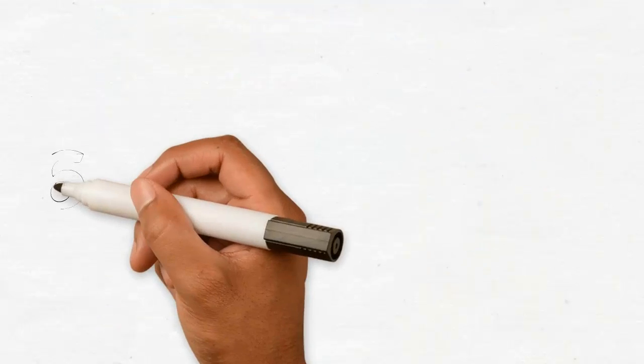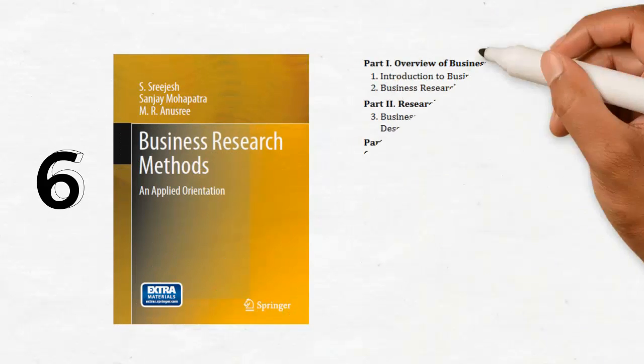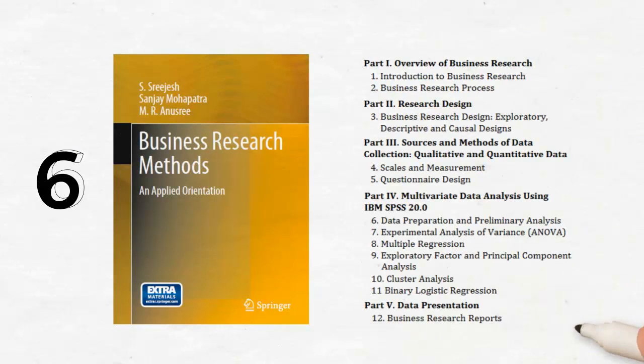A sixth book is Business Research Methods: An Applied Orientation by Shukla, Mohapatra, and Asnani. The book is made up of 5 parts and 12 chapters. Part 1 deals with the overview of business research. Part 2 deals with the research design. Part 3 deals with the sources and methods of data collection, qualitative and quantitative data. Part 4 deals with multivariate data analysis using IBM SPSS 20. And finally, part 5 deals with data presentation.